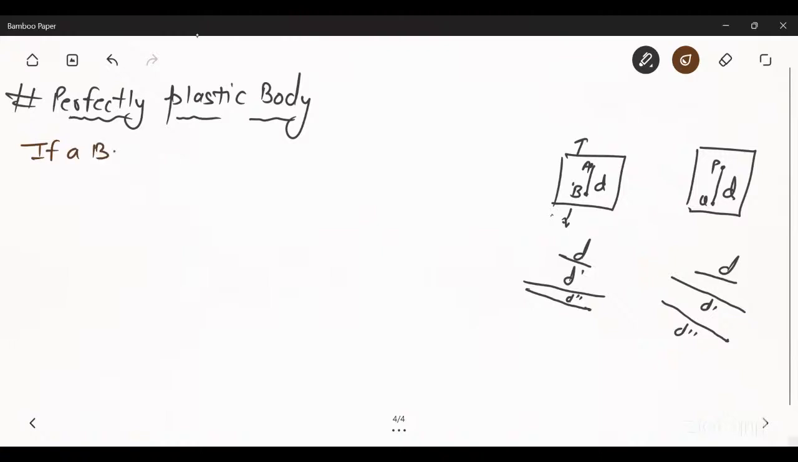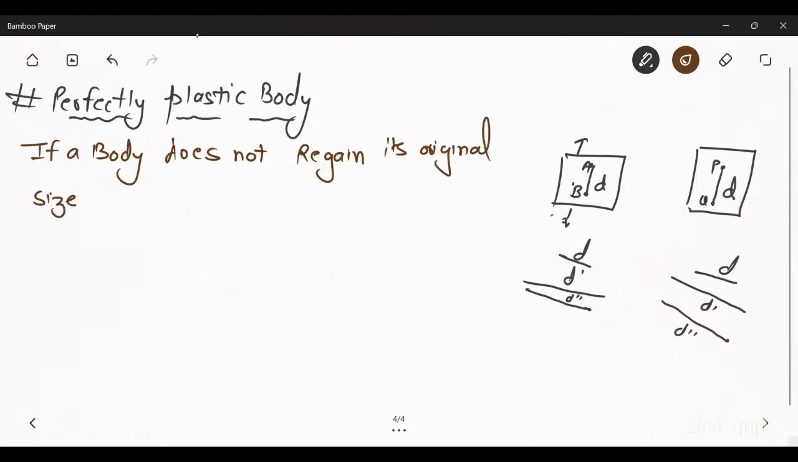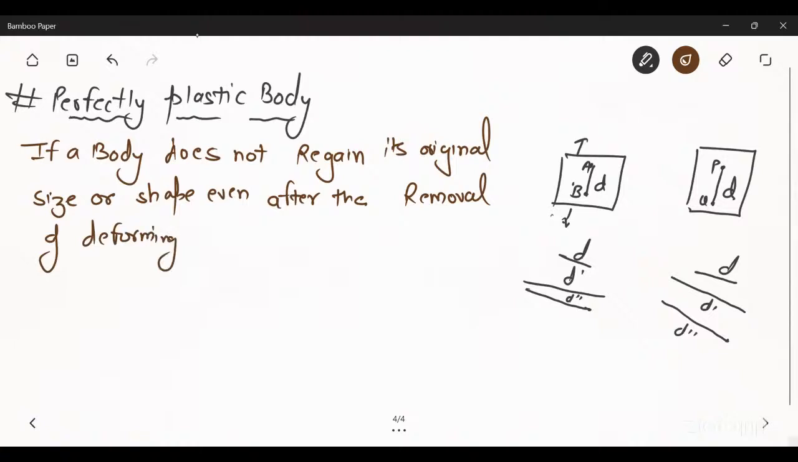If a body does not regain its original size or shape even after the removal of the deforming force, it is said to be a plastic body. Okay, this is the definition of a plastic body.